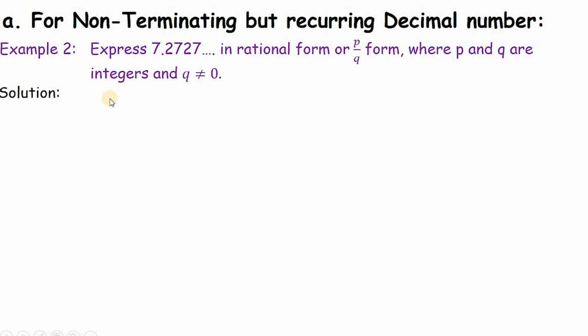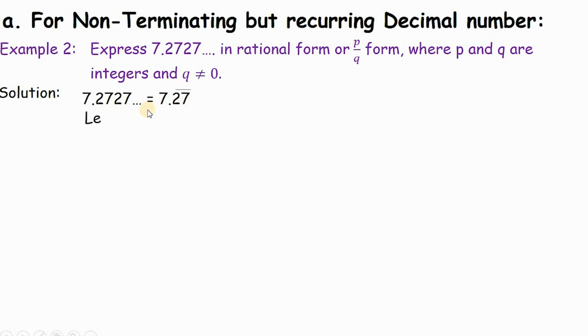We'll write the solution. Now in the question, this second example is slightly different from the first one. In the first one, we have seen that after the decimal point, only one digit is repeating. But here, you'll see that 2 digits are repeating. That is 2 and 7 is repeating. So we can write 7.2727... is equal to 7.27 bar.